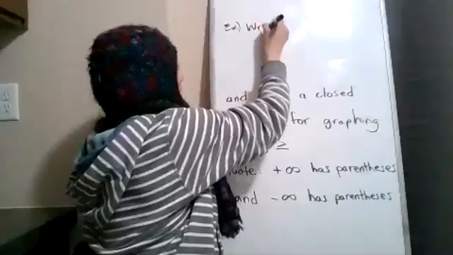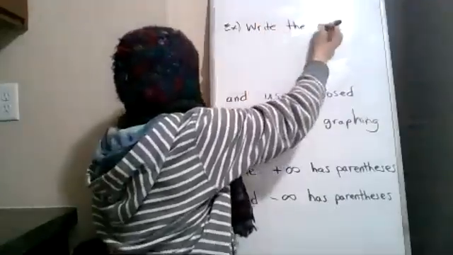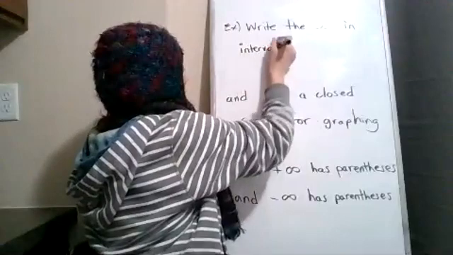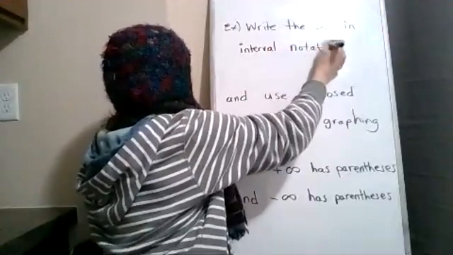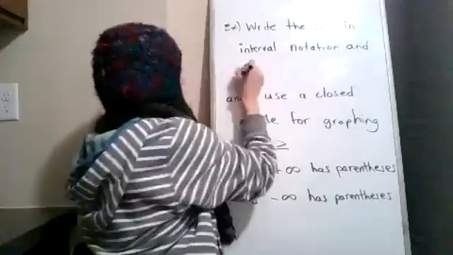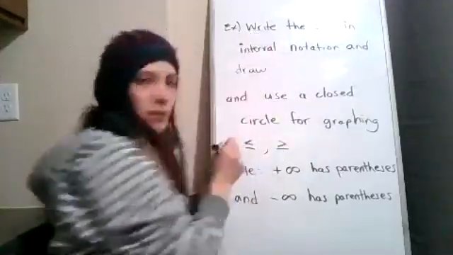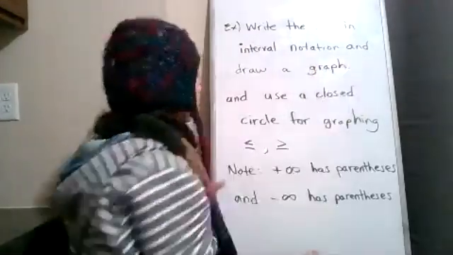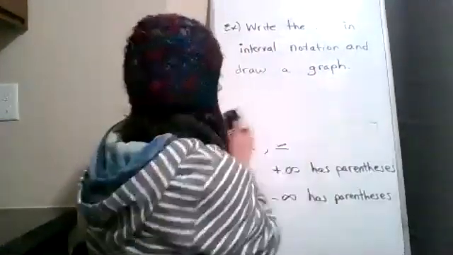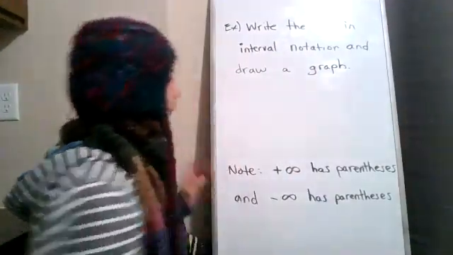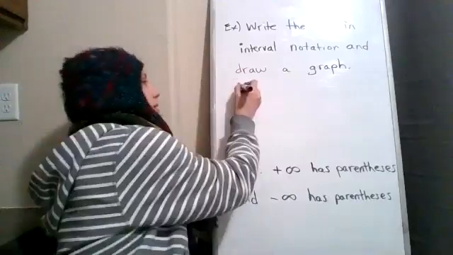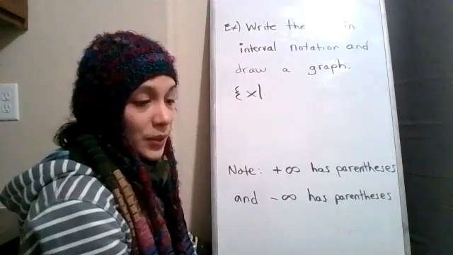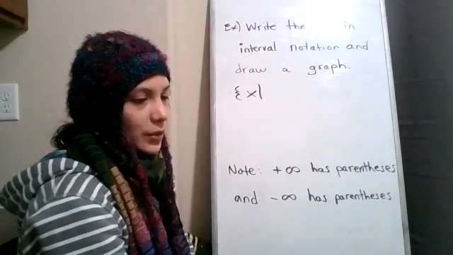So write the set in interval notation and we're going to draw a graph. Okay. First set: the set of x such that -2 is less than or equal to x less than or equal to 1.